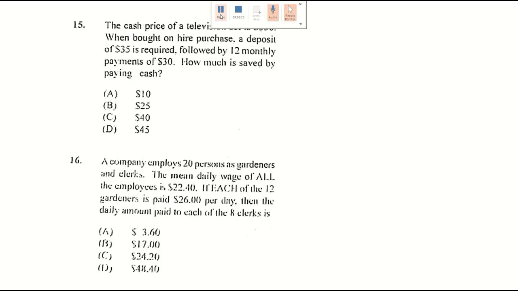Number 15, the television price. Oh, this one we already did. This is a repeated question. It's $45. But guys, even though I am saying that it's a repeated question, you still need to make sure, right? Your deposit is 350.